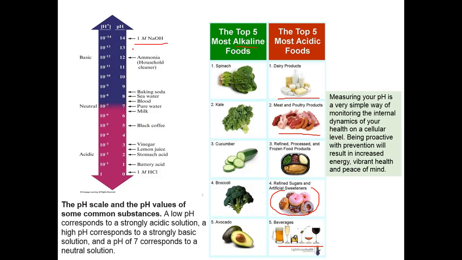You can see here that sodium hydroxide has a high pH. Baking soda's pH is here. By the way, baking soda is really a kind of buffer. Blood we already talked about. Milk is a little bit acidic. Black coffee is quite acidic. Of course vinegar is acidic. Lemon juice, of course, is acidic, right?